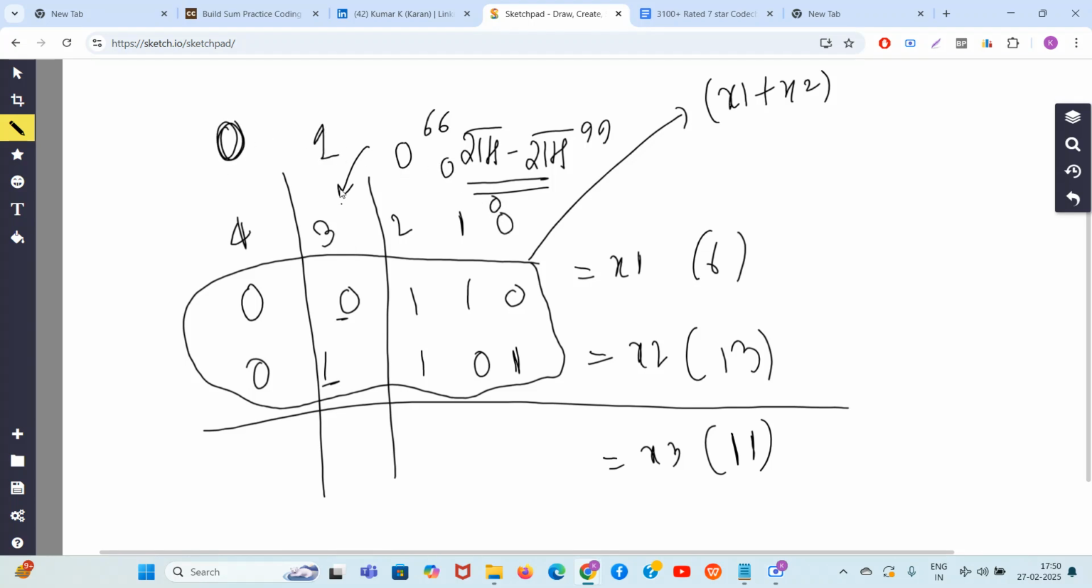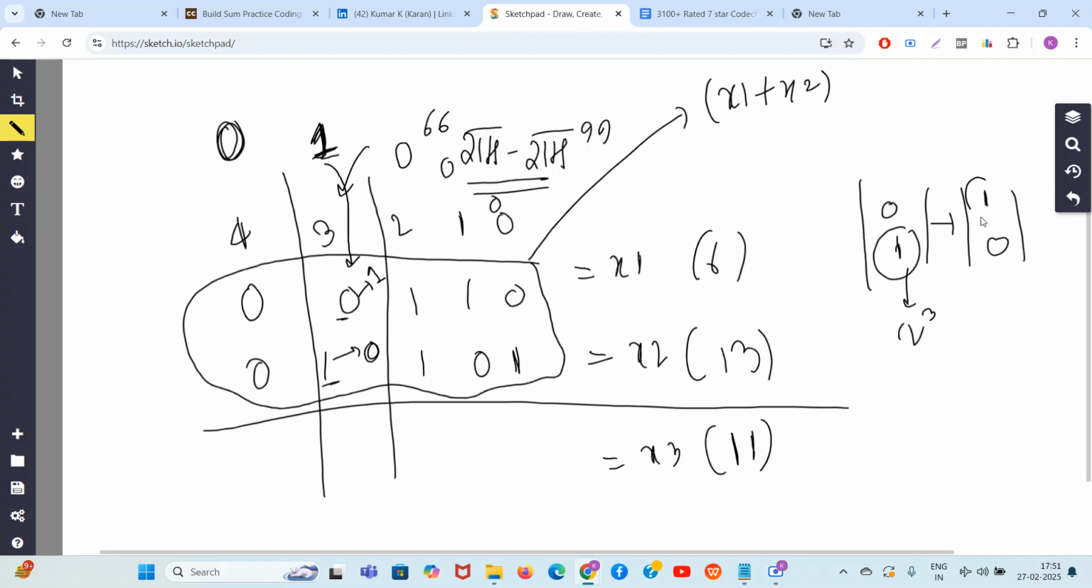Only a 1 is there here. What is going to happen? This 0 will change to 1, because 1 XOR 0 will be 1, and this 1 XOR 1 will become 0. So what has happened? Earlier they were looking like 0 1. Now they are looking like 1 0. But the sum remained the same. Earlier this guy was contributing 2 raised to 3. Now this guy is contributing 2 raised to 3.